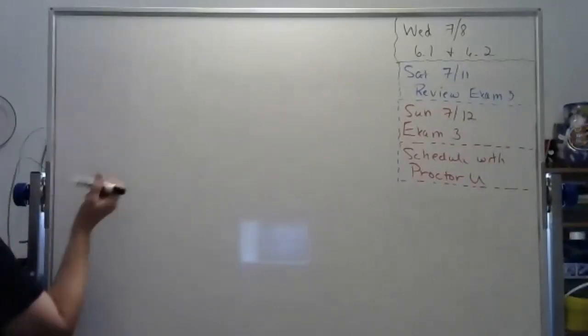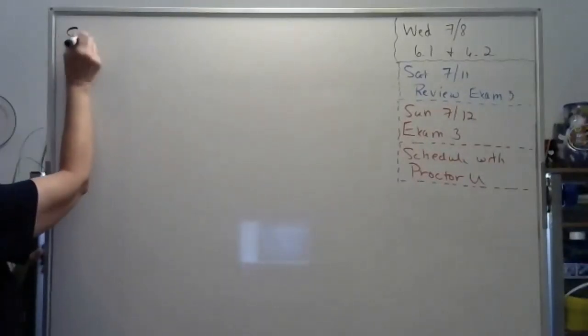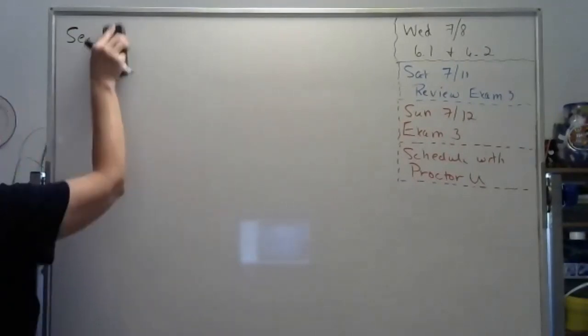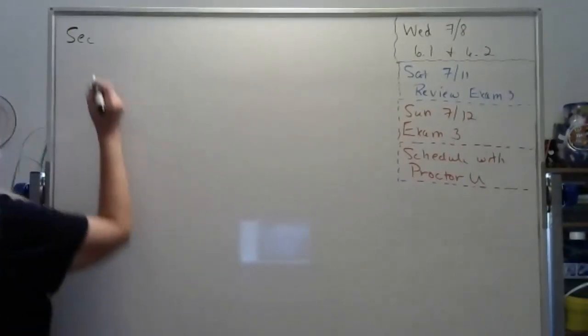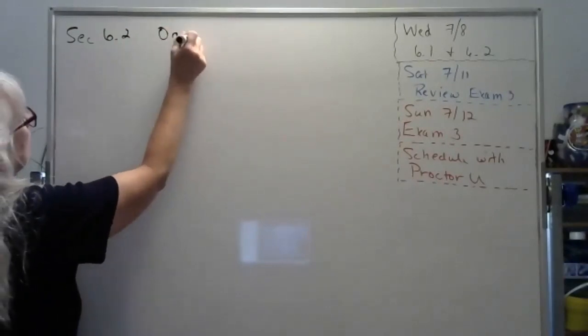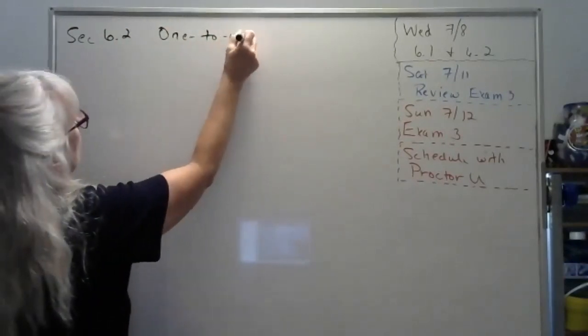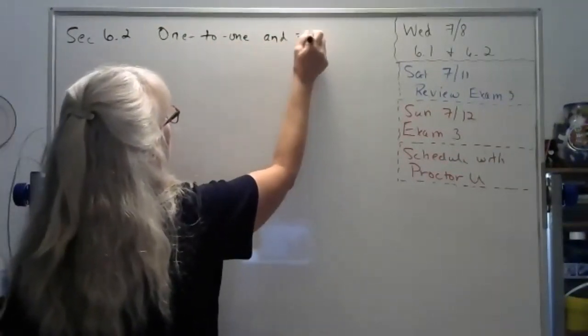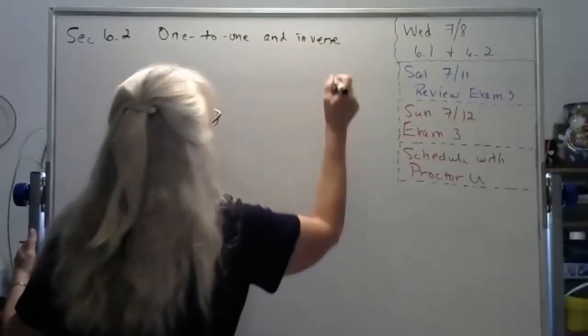So section 6.2 has a lot of stuff in it, but it's luckily stuff that you've mostly seen before. So section 6.2 is on one-to-one, and then also inverse functions. So one-to-one and inverse functions.